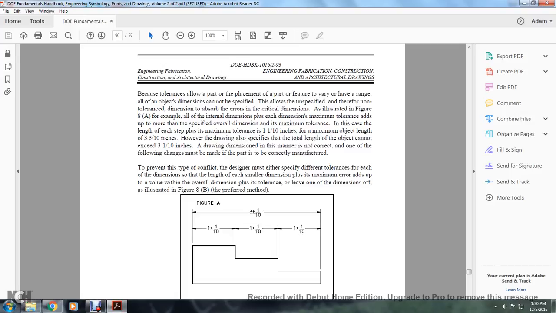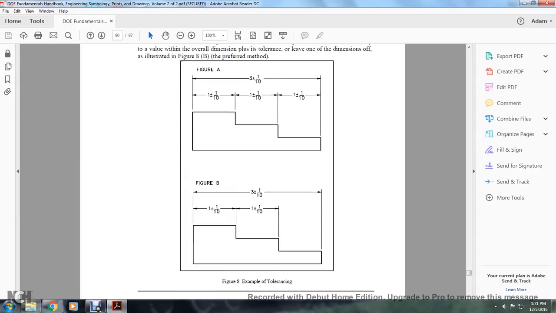The drawing dimensions are in error and the design is incorrect. One of the following changes must be made for the part to be correctly manufactured. To prevent this type of conflict, the designer must either specify a different tolerance for each dimension, so that the length of each smaller dimension plus its maximum error adds up to the value within the overall dimension plus the tolerance, or leave one of the dimensions off, illustrated in Figure 8B as the preferred method. Figure 8 shows examples of tolerances.